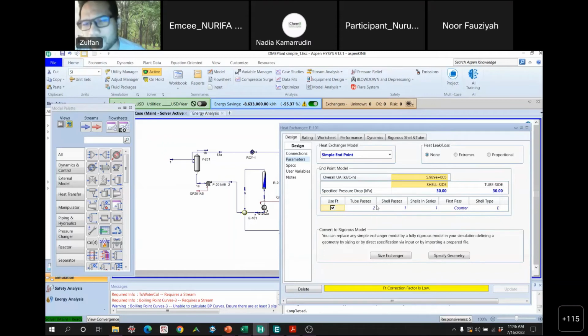You can then calculate if you select how many tube passes, shell passes, how many shells in series, and which shell type. You can then calculate from the inlet and outlet temperature that you want to have how much is the FT correction, which ICC is calculating for you.